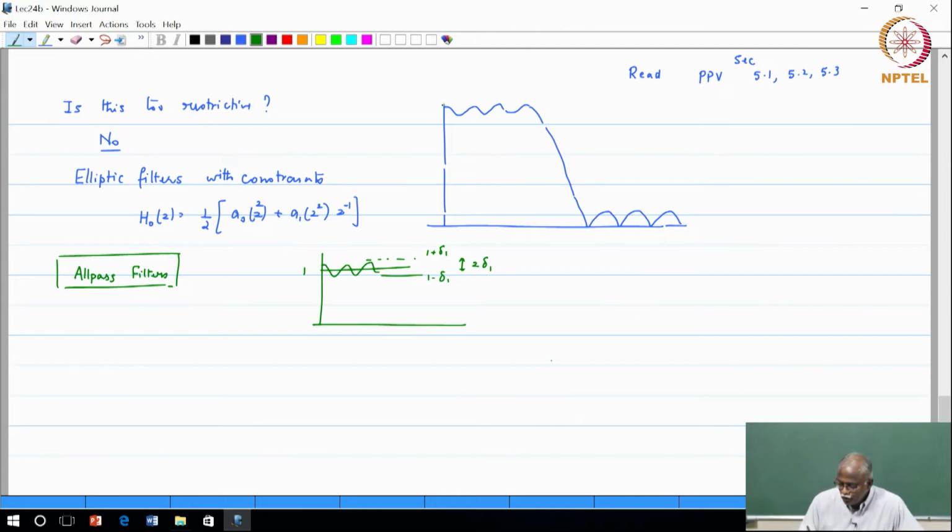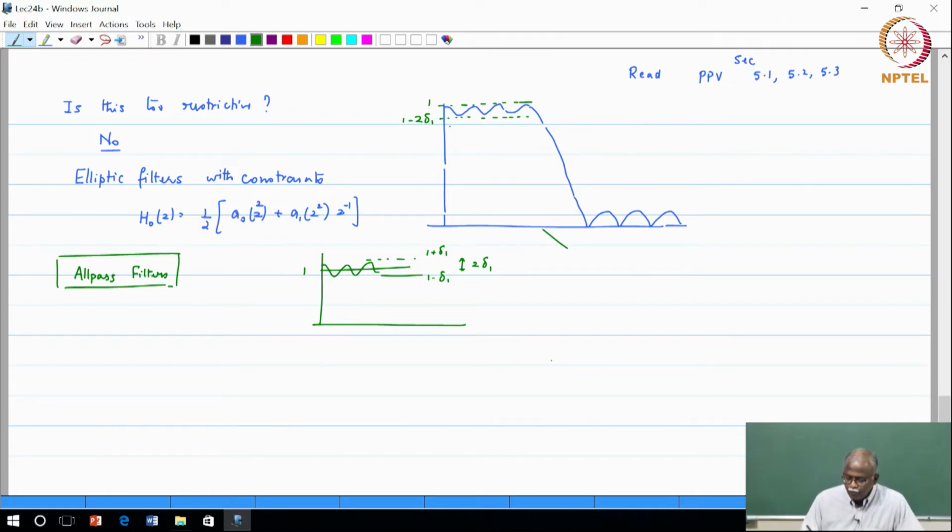Now, we are going to do something slightly different. We are going to normalize the peak value to be equal to 1. If you normalize the peak value to be equal to 1, then this point now becomes 1 minus 2 times delta 1. You kind of have normalized it. The reason you are calling it 1 minus 2 delta 1 is evident from the convention. Usually it is 1 plus delta 1 and 1 minus delta 1.